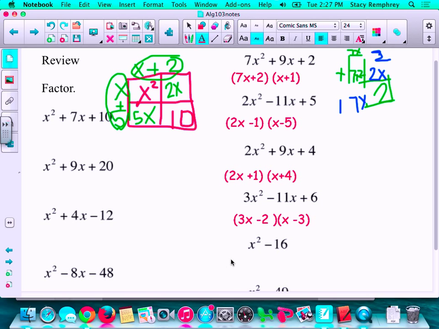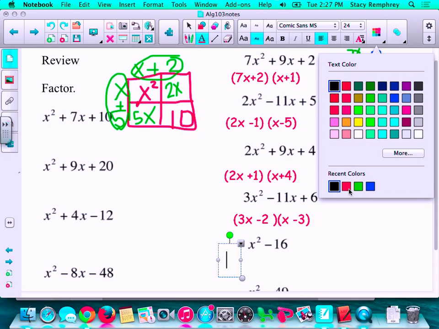So -9, okay. This one, remember, you want your middle term to add to be 0.